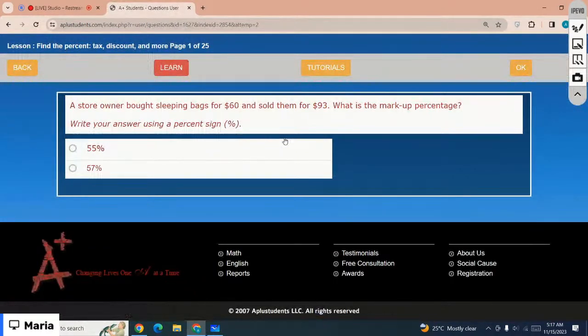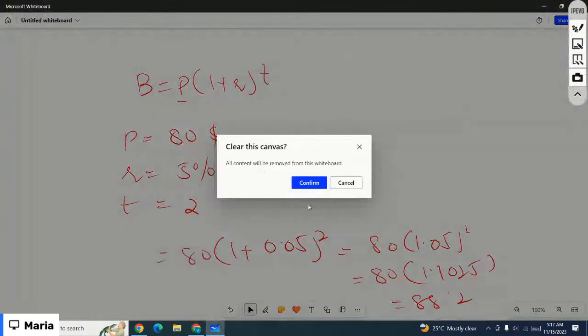Okay, a store owner bought a sleeping bag for $60 and sold it for $93. So the question is, what is the markup percentage? Okay, the original price of the sleeping bag is 60, right? And the selling price is $93. You have to calculate the markup percentage. So first of all, you need to calculate the amount of change, right? From 60 to 93. The selling price is 93. The original price is 60.